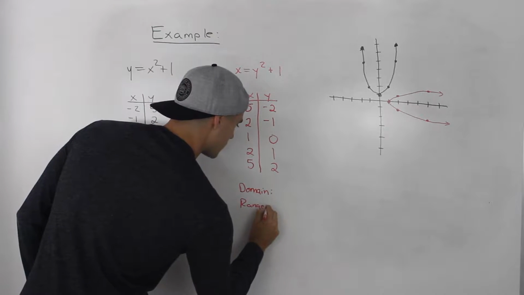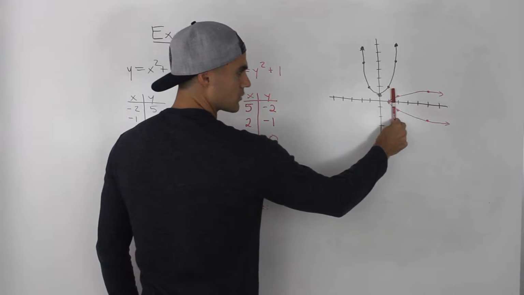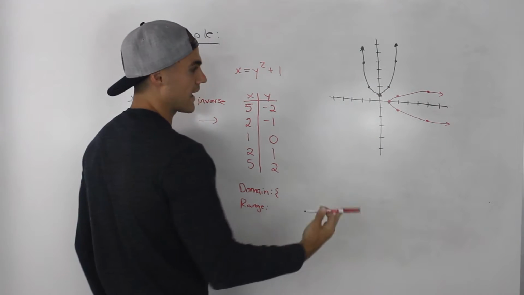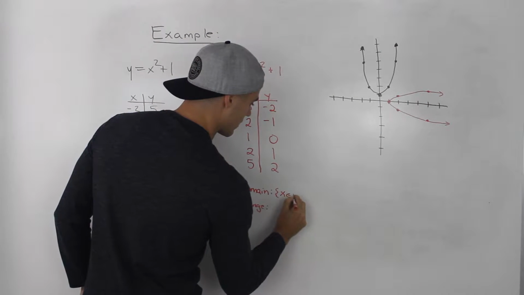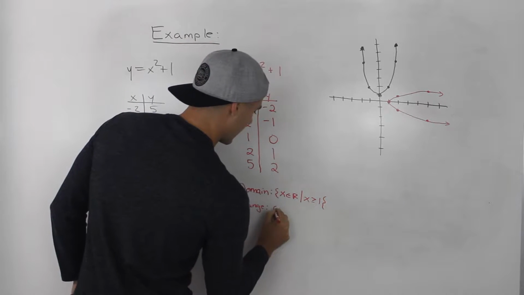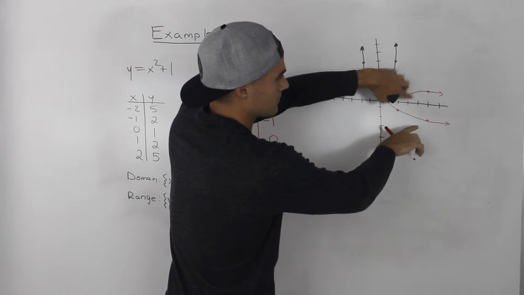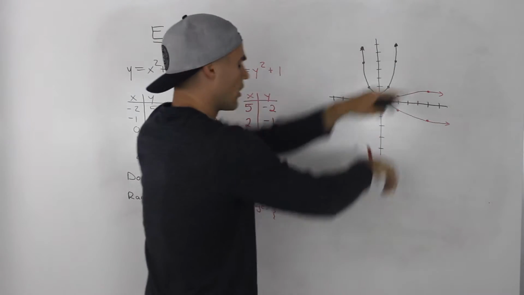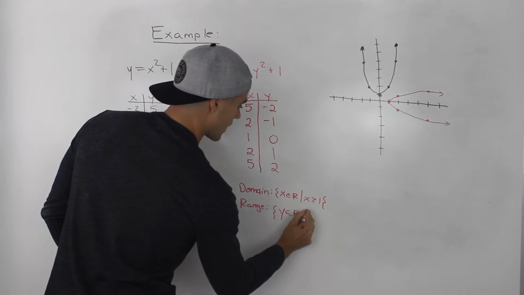So let's start off with the domain. What values can x take? Well, notice how x has to be greater than or equal to 1. It could take any value as long as it's greater than or equal to 1. So x ∈ ℝ, but x has to be greater than or equal to 1. And then what about the range? Well, the y value for the inverse can be anything because this parabola keeps extending on forever. So the range is y ∈ ℝ.